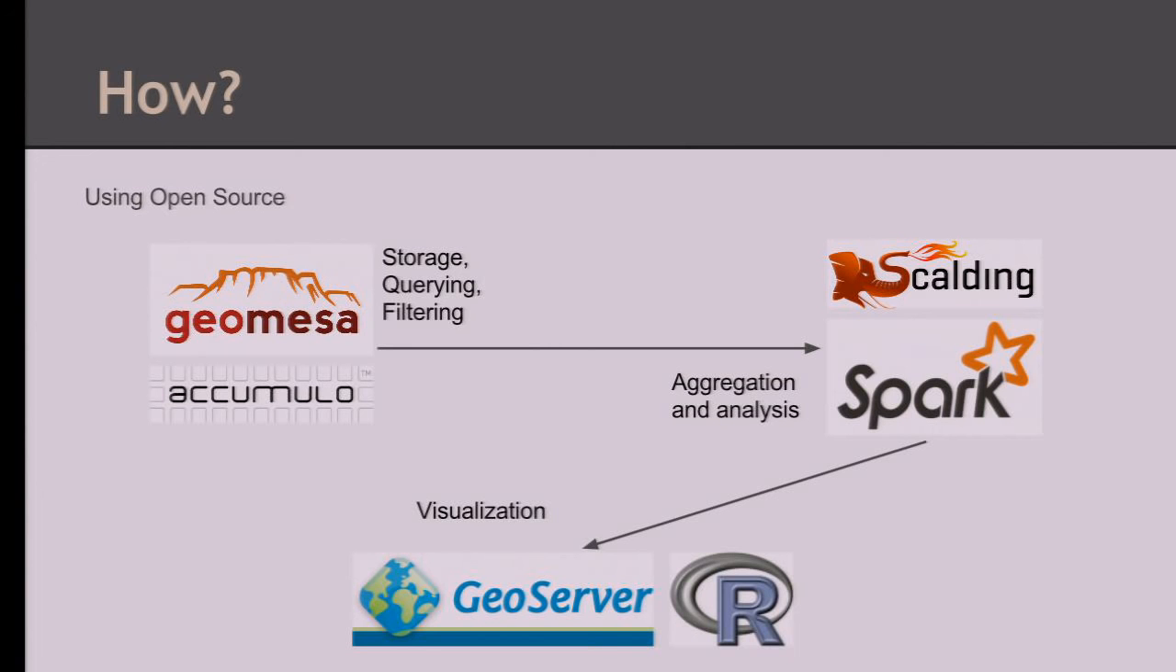So Scalding and Spark did the heavy lifting, the aggregation and analysis, and condensed this data down into something that was tractable within R. I did some visualization using our plugins in GeoServer, but within R, I used the excellent ggplot tool to generate those time-lapse animations. So the whole geospatial analytical pipeline is all open source tools, no proprietary tools at all.